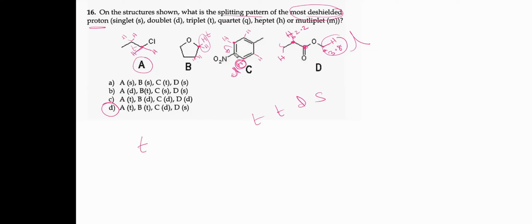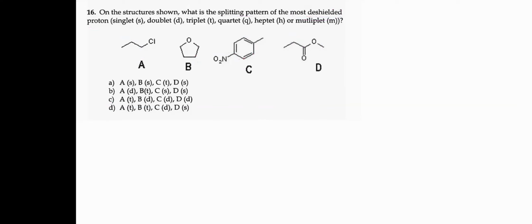So you're talking about whether this carbon will couple with that carbon? No, it won't couple. So this is going to be the most de-shielded, followed by that, followed by that, followed by that. For carbon-13, that's the way it works.